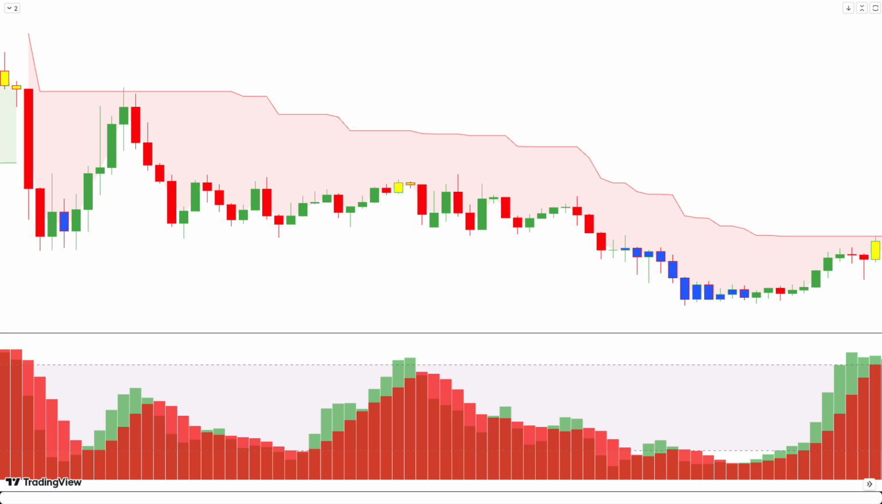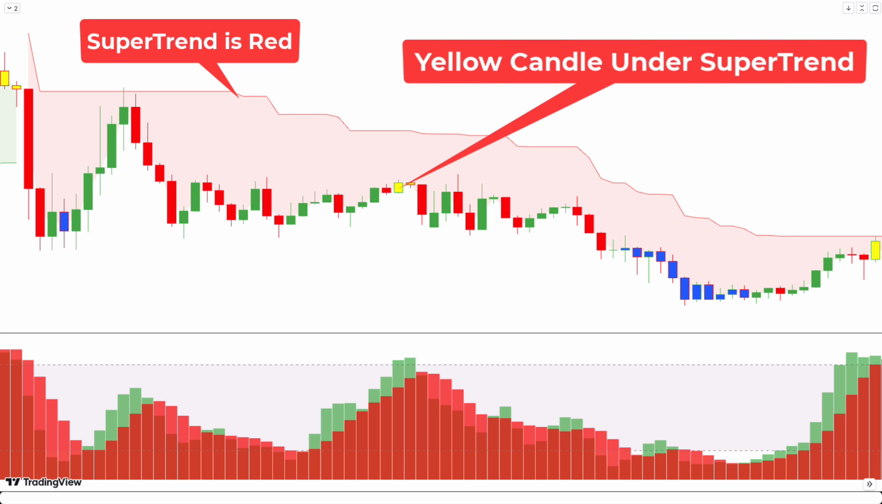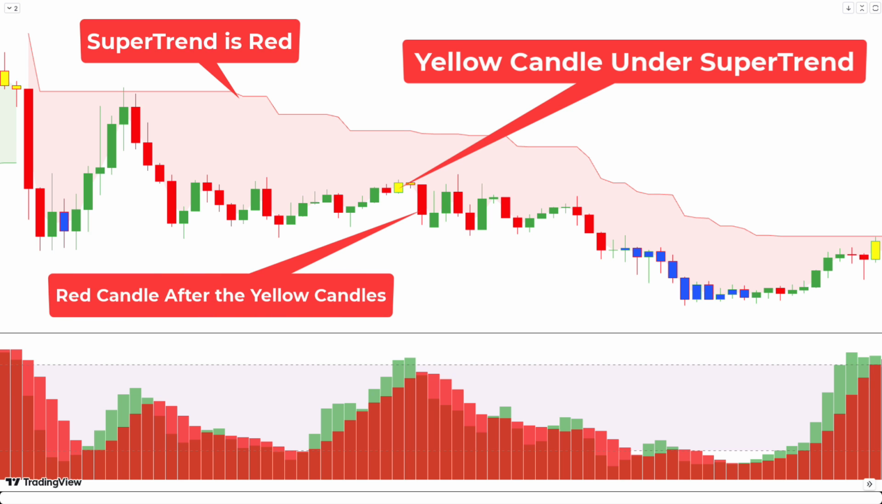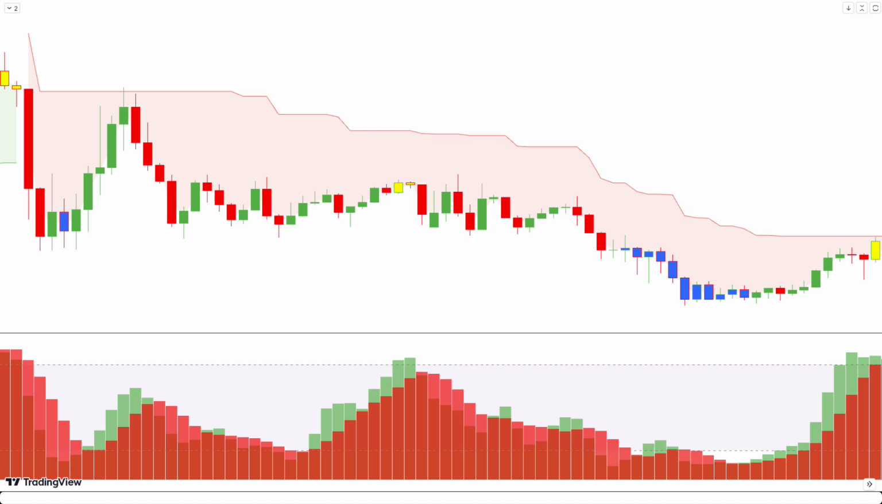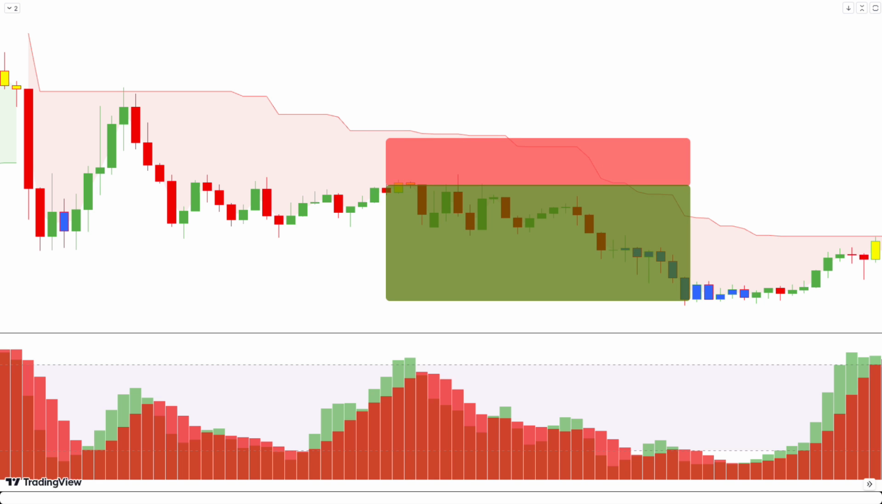Well, let's make this more clear. The first condition is that the super trend should be in red. The second condition is the appearance of a yellow candle under the super trend indicator. The third condition is the appearance of a red candle after the yellow candles. The last condition is that the color of the bar opposite the entry candle must be red. When all these conditions are met, we enter into a sell position.